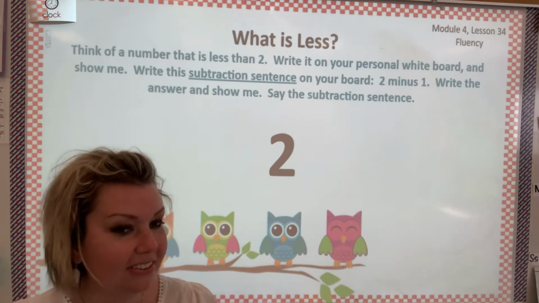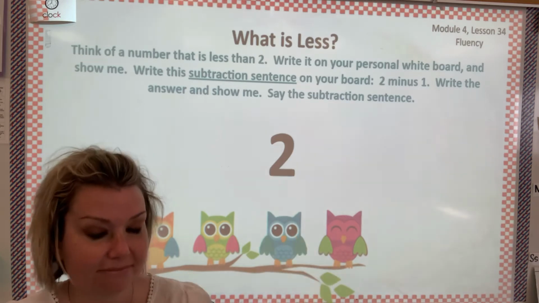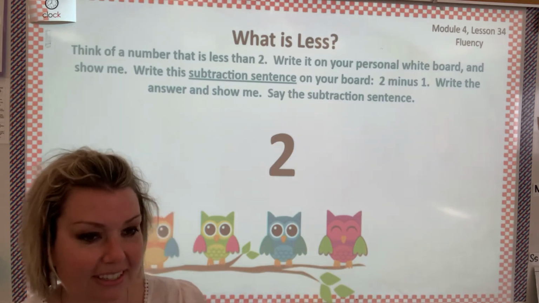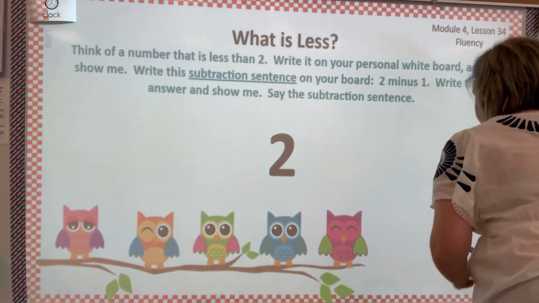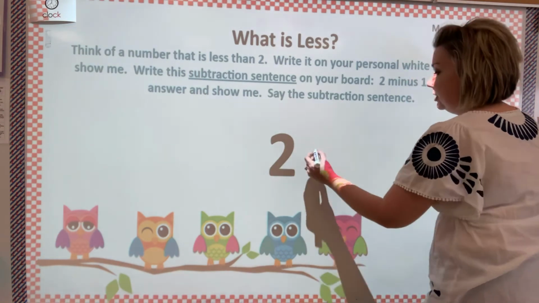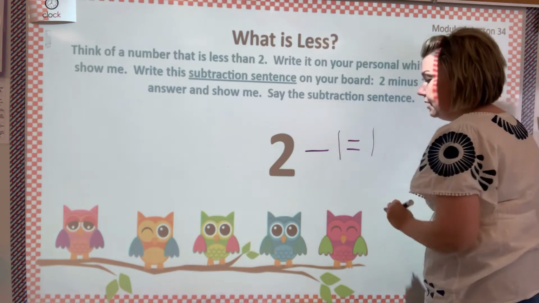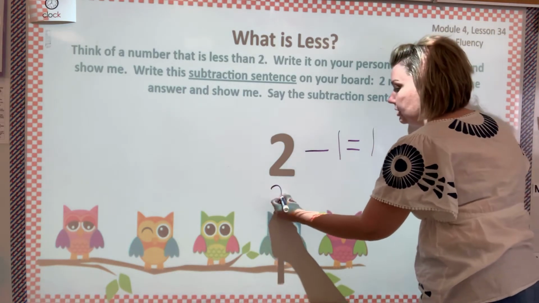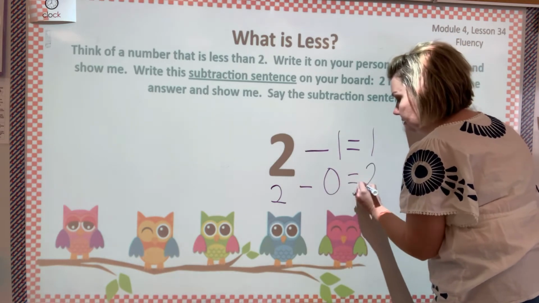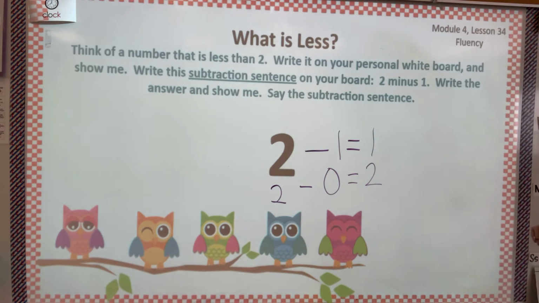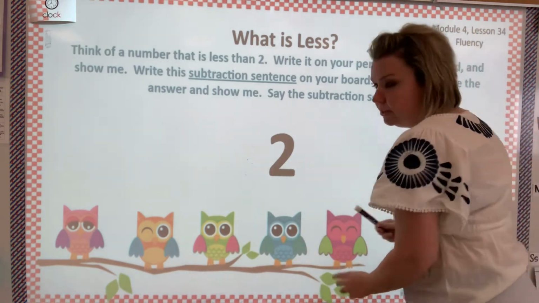You got 2. Take 1 away. 1? Write it down. Excellent. So I'm looking, remember, the larger number 2 goes first. 2 take away 1 equals 1. And I saw another friend put 2 take away 0 equals 2. Awesome. All right, let's do the next one.